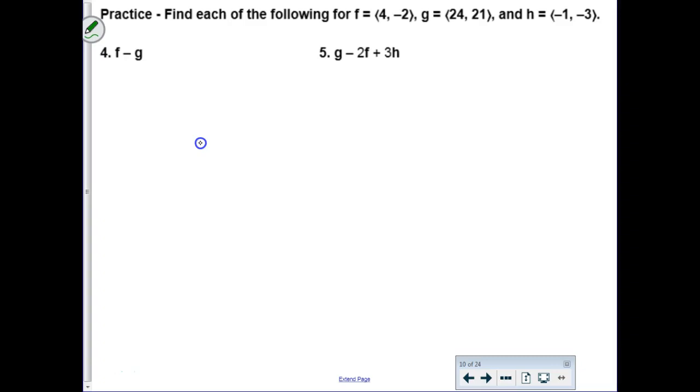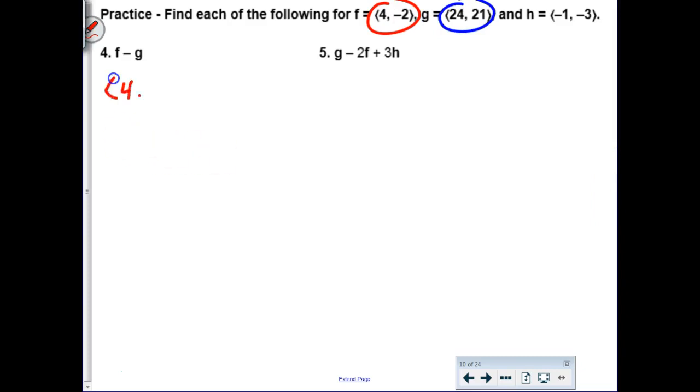You'd be surprised how many kids mess this one up. And I think it has to do with the fact that we just did that weird subtraction component form stuff. So f minus g, for me, because I do mess up quite often, I just write it out. So here's f, and here's g, and I'm just going to write it out exactly what it looks like.